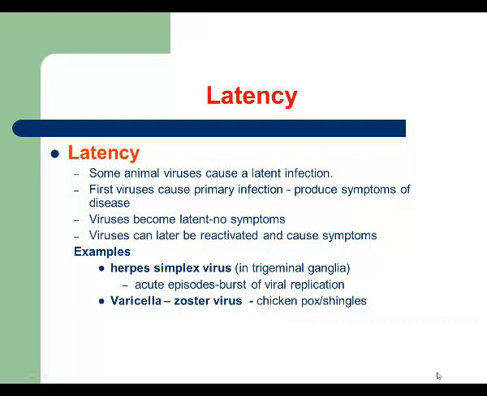Varicella zoster virus causes chickenpox as a primary infection, followed by a latent infection. We call it shingles. Those are painful blistering of a strip of skin.